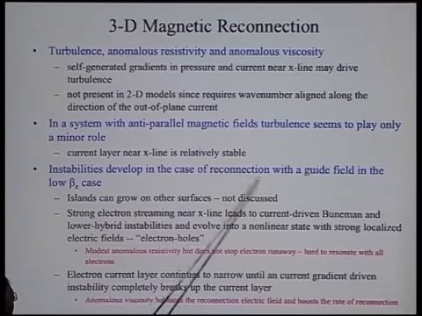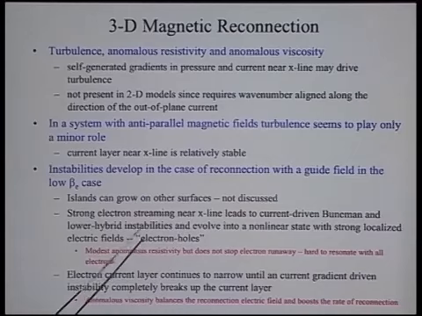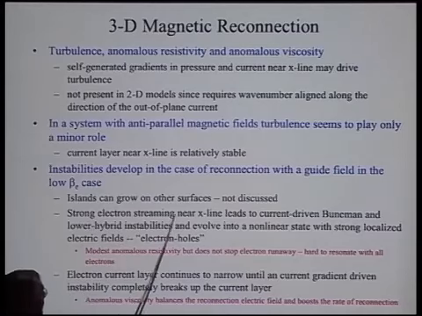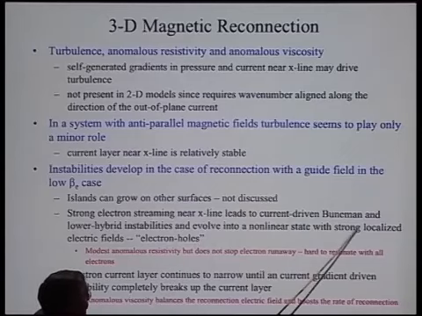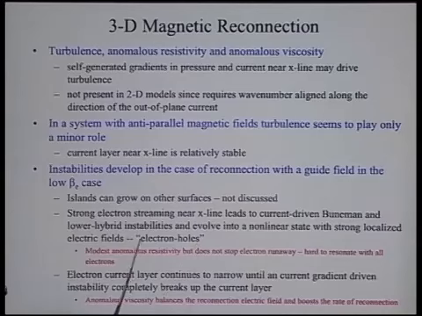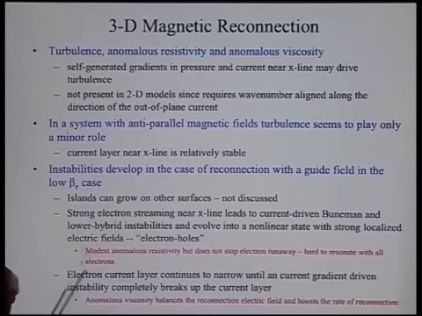Okay, so we're focusing on reconnection with a guide field in the low beta_e case. And of course you can get islands growing on other surfaces, and I'm not going to discuss that. The electron streaming velocity gives you Bunemann instabilities. We see lower hybrid instabilities, not lower hybrid drift, but current-driven lower hybrid instabilities. And you see this strong nonlinear state with these electron holes. We always see both the lower hybrid instability and Bunemann produce these nonlinear structures, electron holes. And you get modest anomalous resistivity, but it doesn't seem to stop the electron runaway.